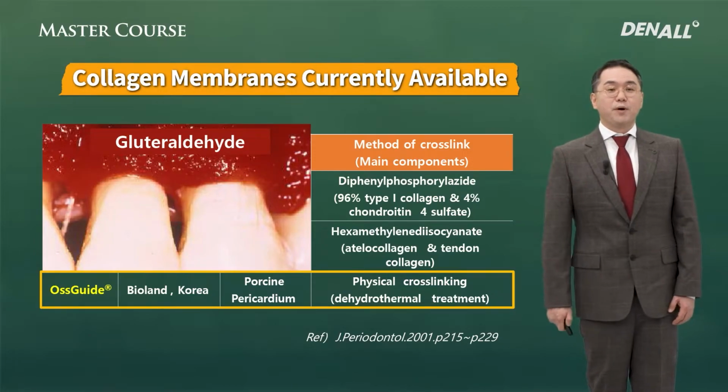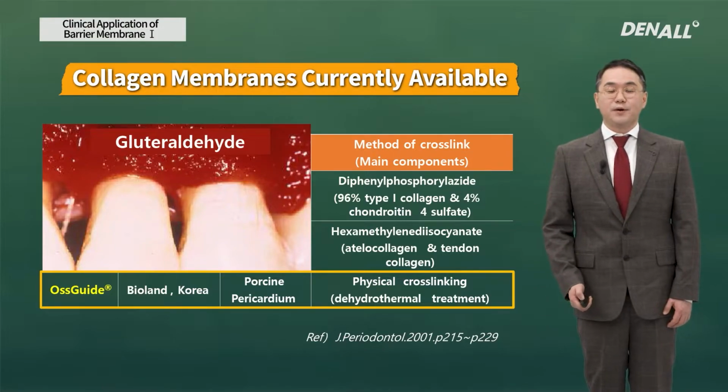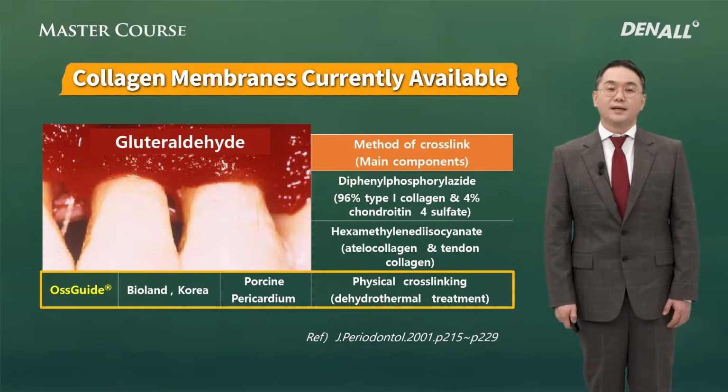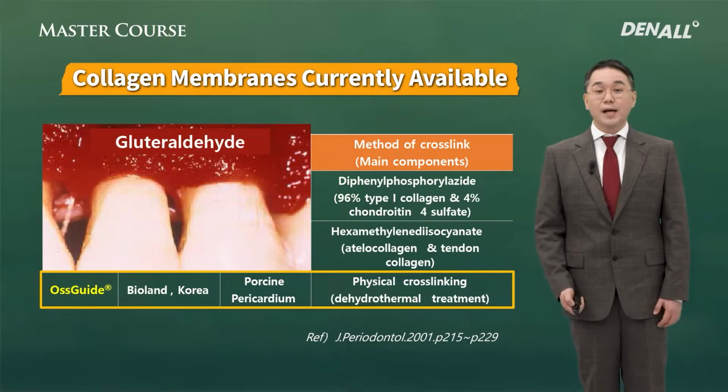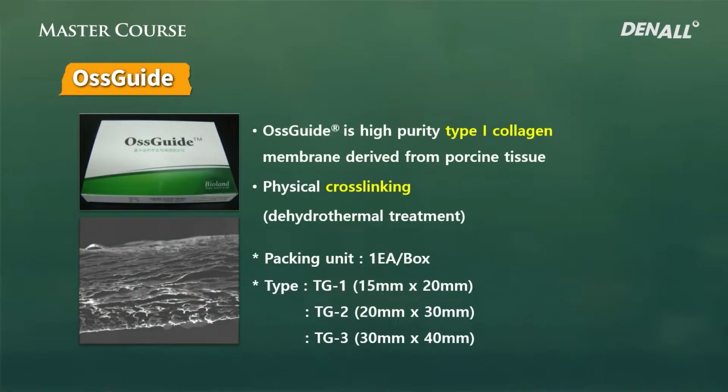It is not using chemicals but the physical method. The hydrothermal treatment is used, meaning it is dehydrated at high temperature. Collagen is cross-linked physically, which is good for soft tissue and bone regeneration. It is available through OSSTEM as OSSGuide.